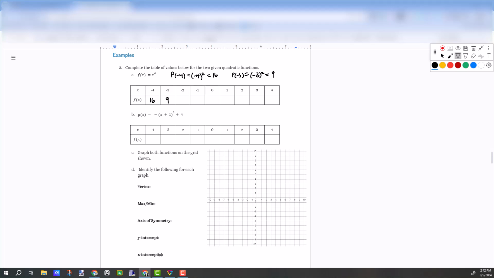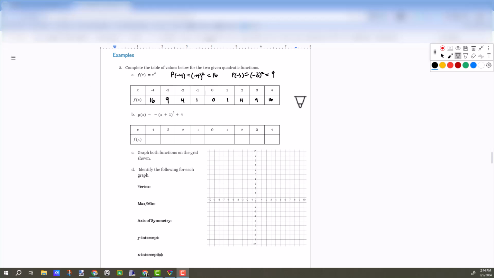How about you take a moment to stop the video and see if you can fill in the rest of the values. Okay, so putting that all together, we get 16, 9, 4, 1, 0, 1, 4, 9, 16. Notice that little pattern that's going down here. It goes 16, 9, 4, 1, 0, and then it goes back through those same numbers in the other direction, 1, 4, 9, 16.